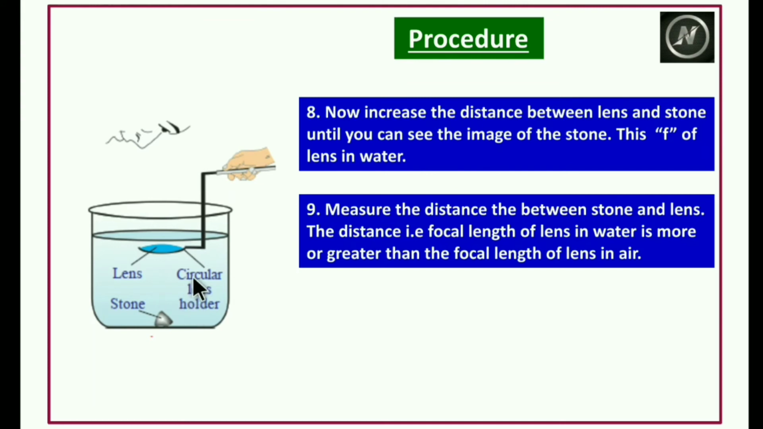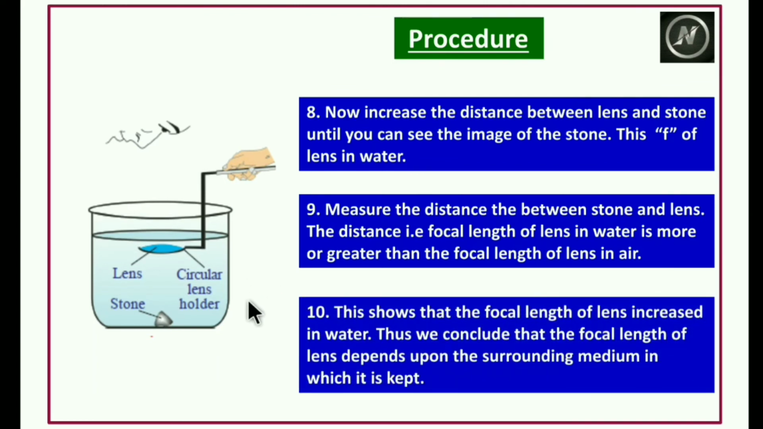The distance, that is the focal length of the lens in water, is greater than the focal length of the lens in air. This shows that the focal length of the lens increased in water. Thus, we conclude that the focal length of a lens depends upon the surrounding medium in which it is kept.